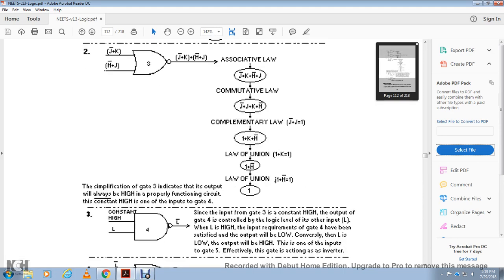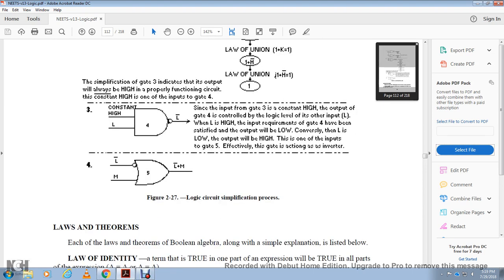In the simplification of the gate, the output would always be high when one input of the gate is constant high. The output of the gate is controlled by the logical level of the other input. If the level is high, the input requirements of the gate have been satisfied and the output will be low. Conversely, with the level low, the output would be high. Effectively, the gate is acting as an inverter.